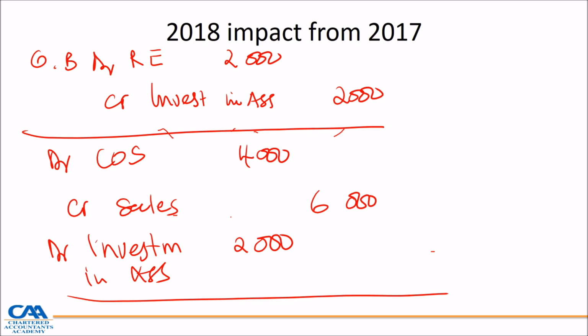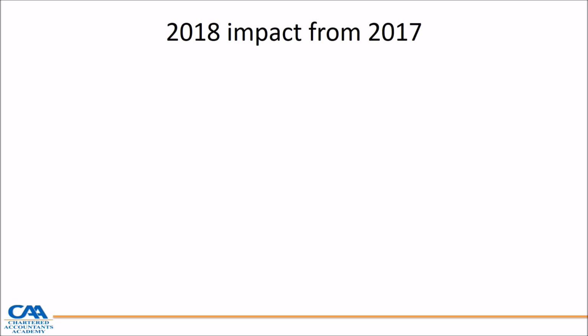So when you look at downstream, you realize that it affects your investment in associate and the specific line items in the books of the parent. So that is your impact. Okay. Then we also have 30,000.